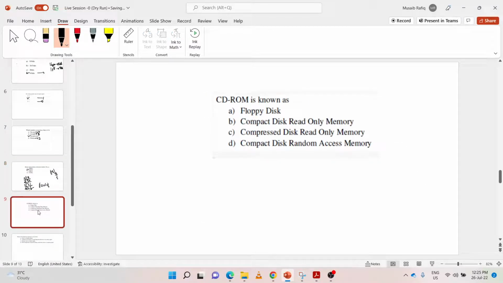Now moving to another question. This is a theoretical question. It states that CD-ROM is known as. CD, we know, stands for compact disc, and ROM is read-only memory. So option B, compact disc read-only memory, is correct.